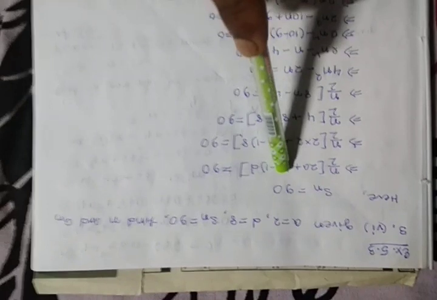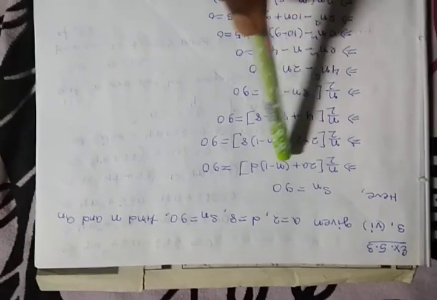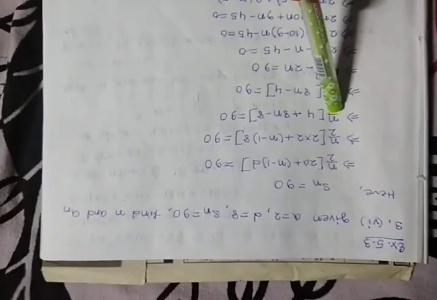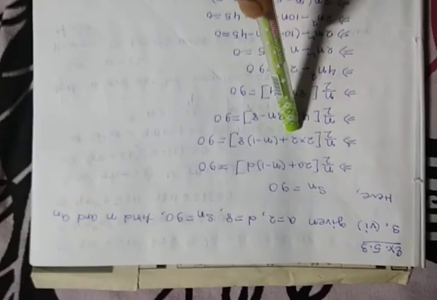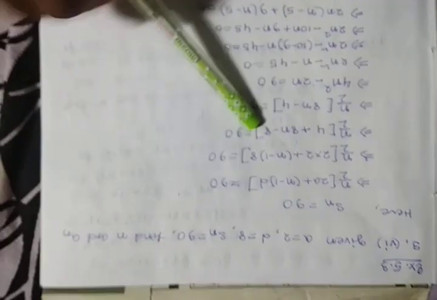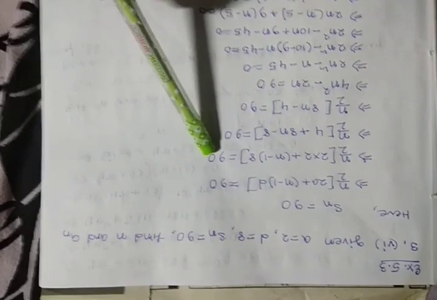Here we are given Sn equals 90. So Sn means n by 2 times (2a plus (n minus 1) into d), and that's equal to 90. So n by 2, then 2a is 2 into 2, plus (n minus 1) into d. d is given here as 8, so instead of d we will write 8. So that's equal to 90.